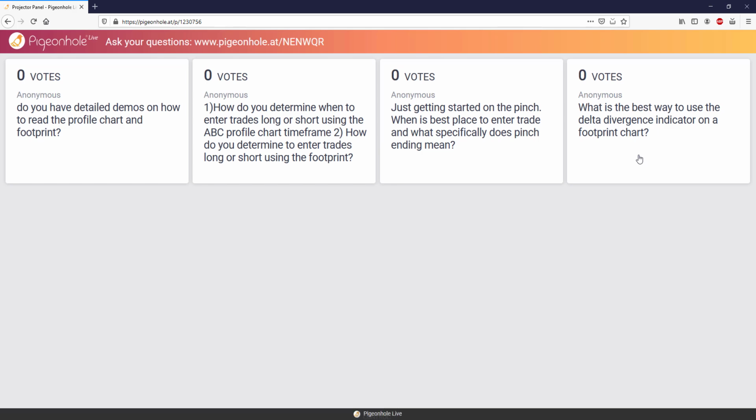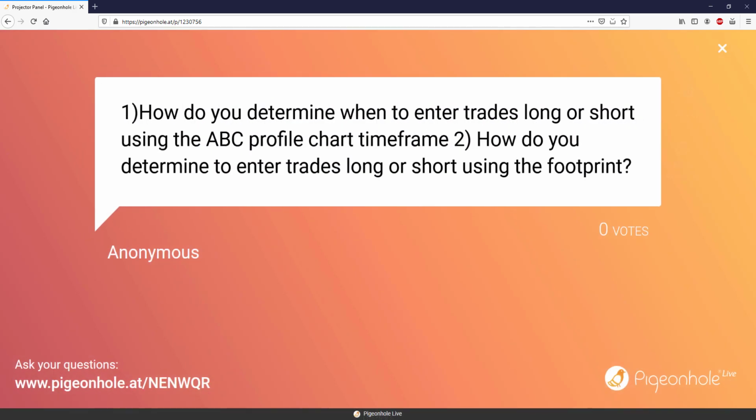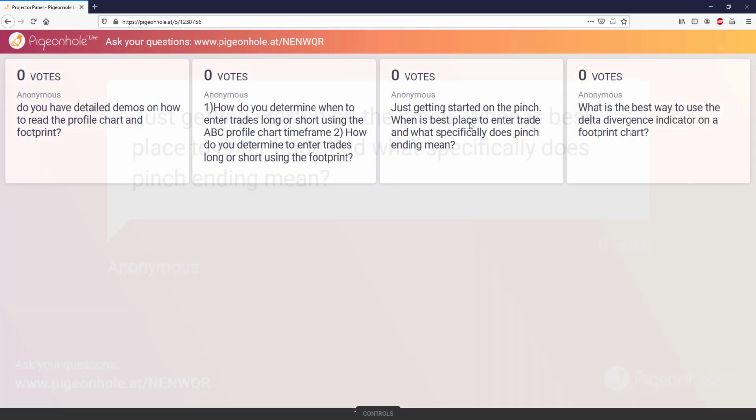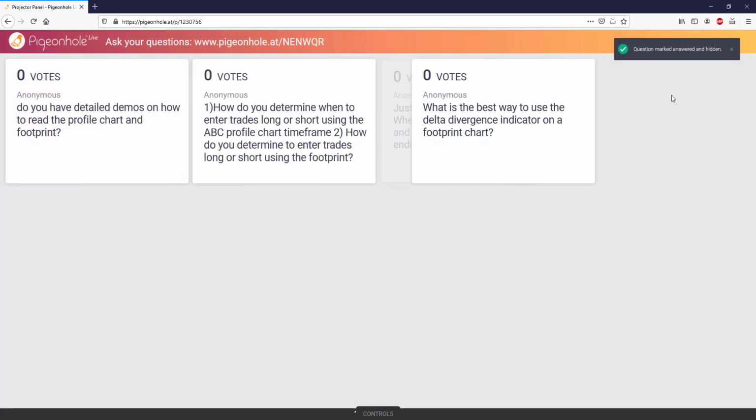So, answer that question. Let's talk about this one. I mean, this is a great question in terms of how you enter trades using the market profile and the footprint. I'm going to just table this one and maybe answer it towards the end because it's not related to the custom studies. All right, so we'll just leave that one here for now. I'll mark these other two as answered.